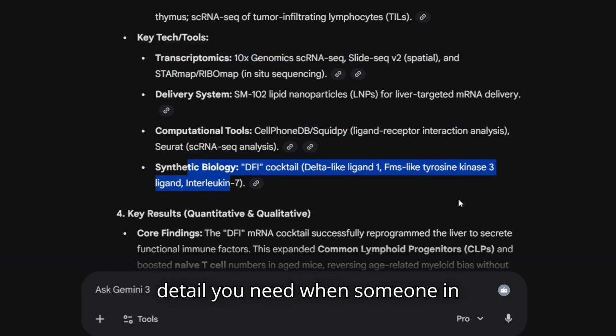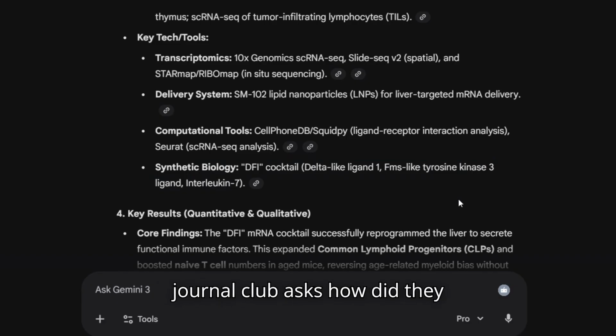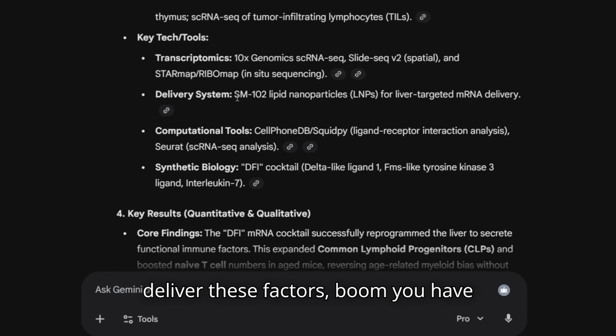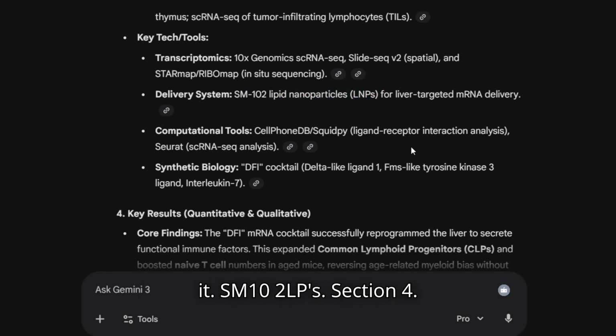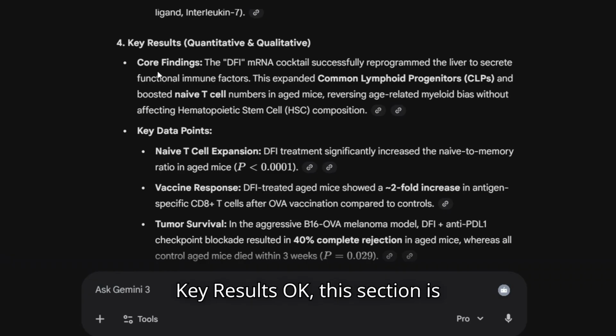This is exactly the level of detail you need. When someone in Journal Club asks, how did they deliver these factors? Boom. You have it. SM-102 LNPs. Section 4. Key results. Okay, this section is comprehensive. Let me pull out some highlights.